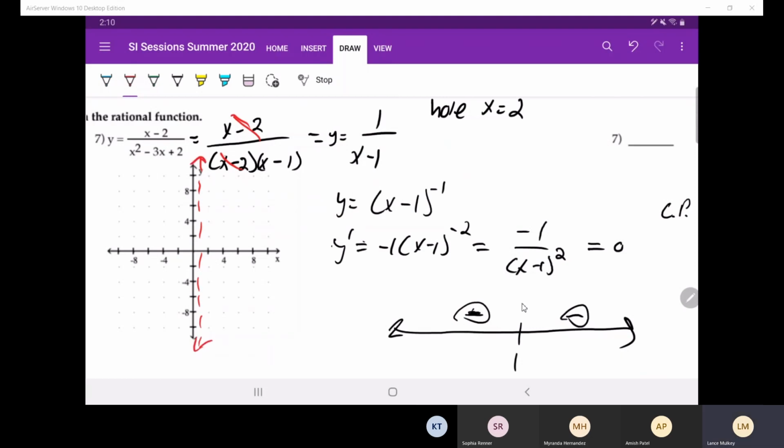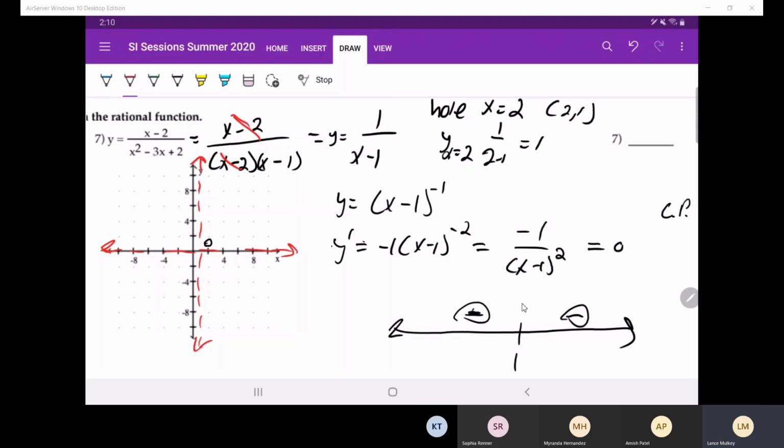We know at x equals 2, there's a hole, and you have to plug in 2 to the remaining equation. So y at x equals 2, you get 1 over 2 minus 1 equals 1. So there's a hole at (2, 1). There's a hole right there. And there's also a horizontal asymptote at y equals 0.